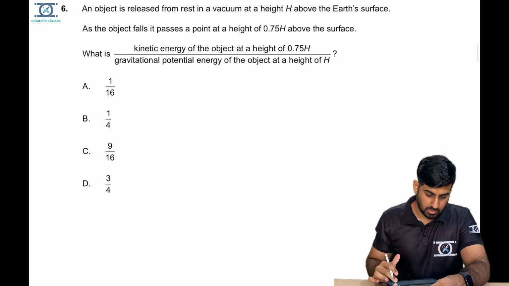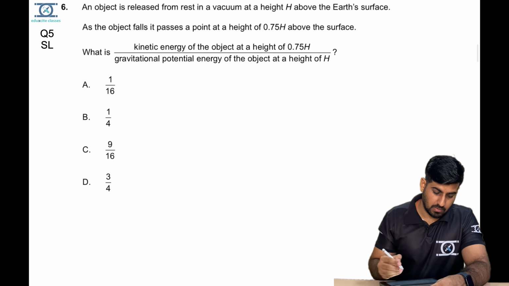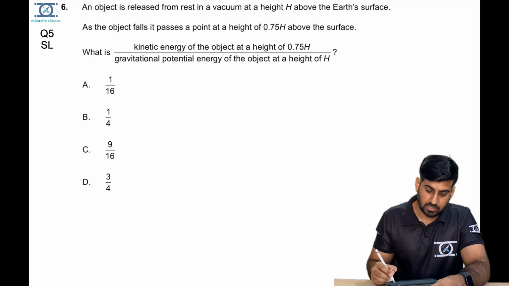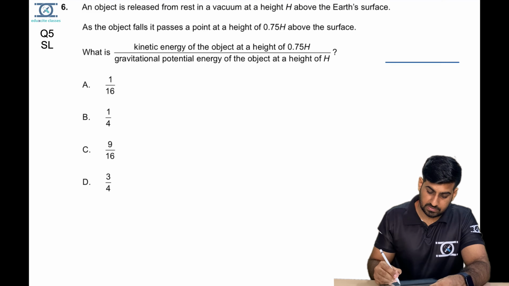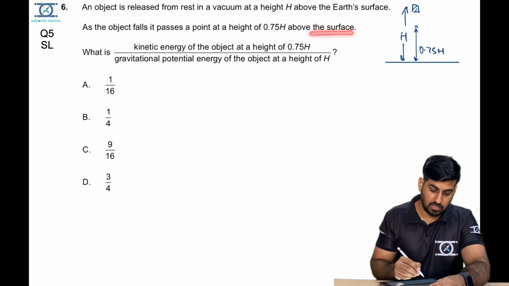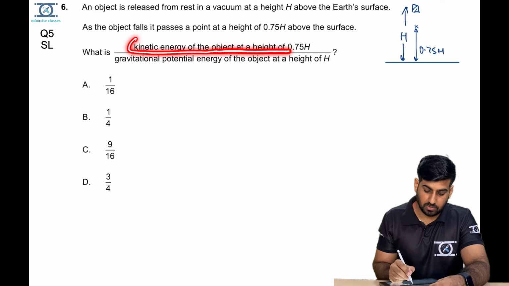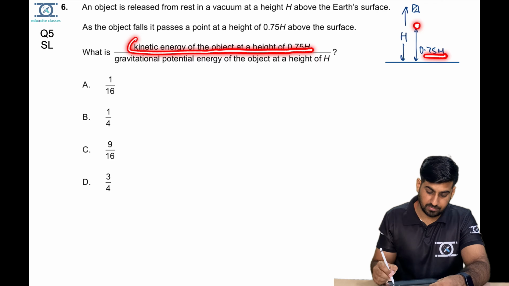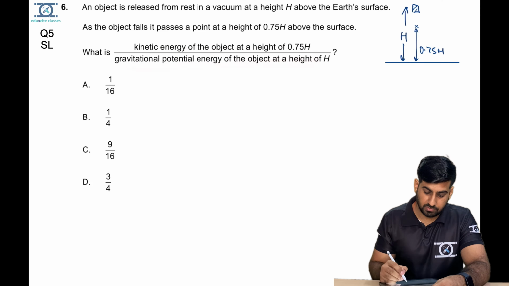Okay. Now question number 6. An object is released from rest in a vacuum at a height h above the earth's surface. So let us say this is the earth's surface and this is the height h. This is the object, released from rest, and as the object falls it passes a point at a height of 0.75 h from the surface. What is the ratio of the kinetic energy of the object at a height of 0.75 h to the gravitational potential energy of the object at h?